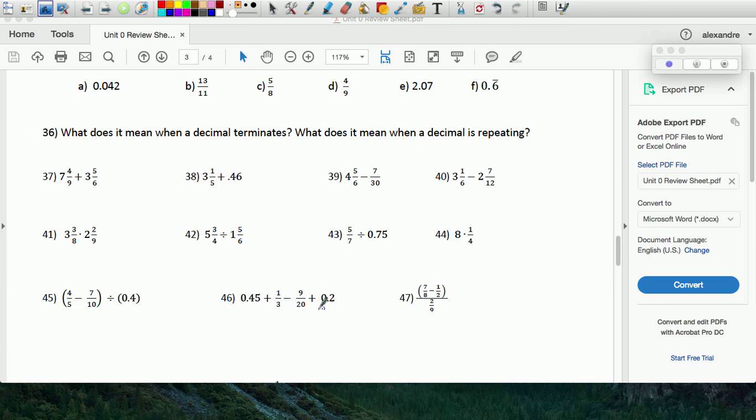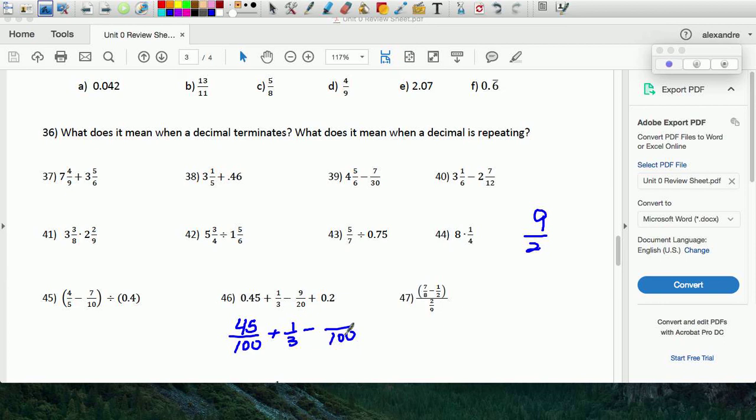This one I changed to fractions only because 1/3 doesn't change to a nice decimal. Otherwise I would have changed to a decimal. So let's change it to fractions. 45 over 100 plus 1/3. Did I say change to a fraction or a decimal? Change to a fraction, right? 9 over 20. How do I change that to something over 100? So, sorry, that's going to be 100, right?